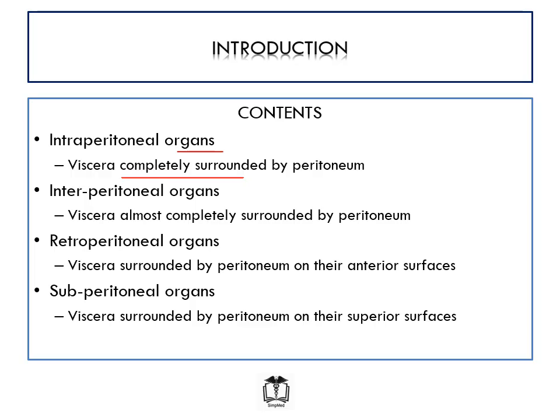Then we have the retroperitoneal organs. These are organs that are covered only on the anterior surface by peritoneum. They're called retroperitoneal because they are found behind the peritoneum, retro in terms of behind or backwards. And then we have the subperitoneal organs, the organs that are surrounded by peritoneum only at their superior surface. We'll talk about examples of each of these organs in the next slide.